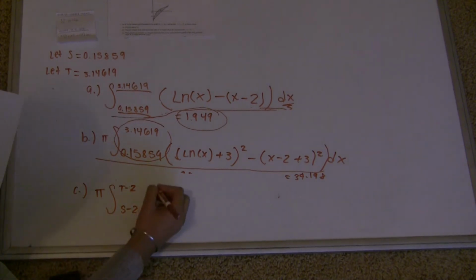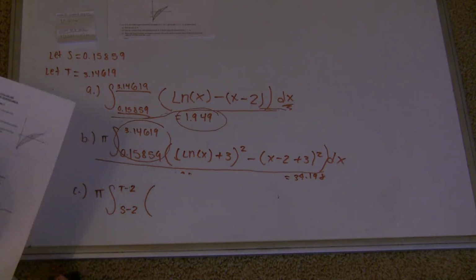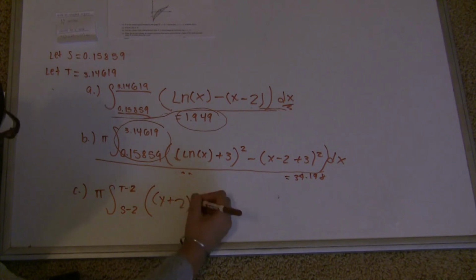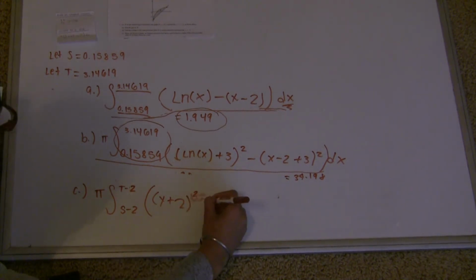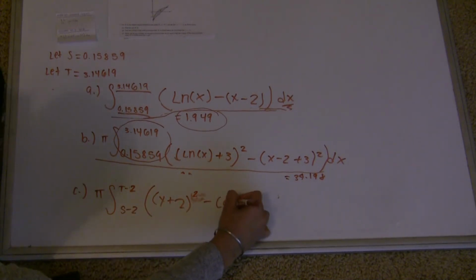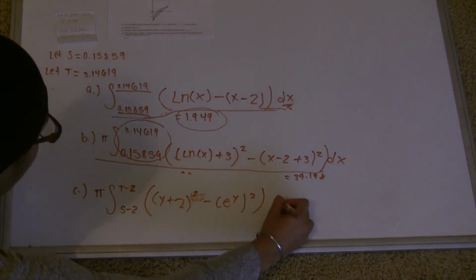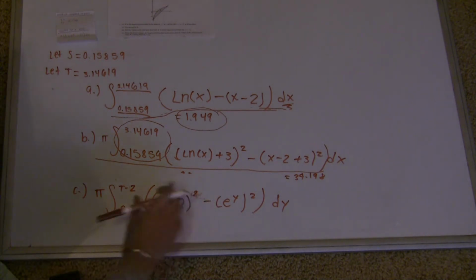So we're going to have our big R, which is going to be y plus 2, squared, minus our little r, which is going to be e to the y, squared, dy. Again, we're changing everything, which is why we have to change the bounds and everything. This is basically it. We don't have to solve it. This is going to be your integral.